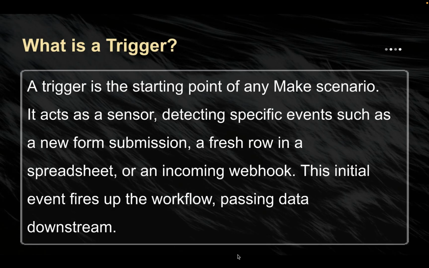What is a trigger? A trigger is the starting point of any Make scenario. Think of it as a module that kickstarts your workflow. It acts as a sensor detecting specific events such as a new form submission, a fresh row in a spreadsheet, or an incoming webhook. In the previous video, we created a scenario using Google Sheet, and one of the modules helps us to watch a new row in the spreadsheet. So whenever a new row is added, the scenario starts. So that module is a trigger.